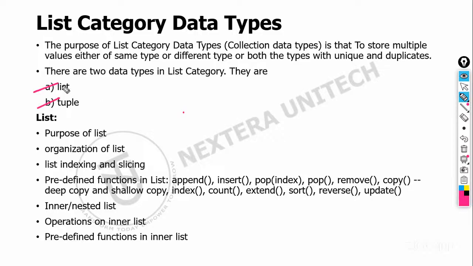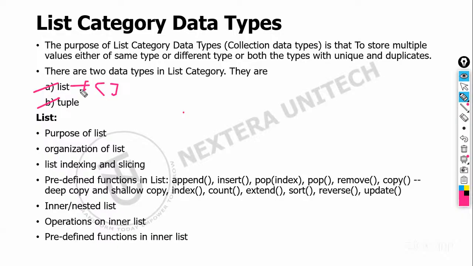Coming to list data type, it helps us to store multiple values of either same type or different type, that can be unique as well as duplicates. The elements under a list data type will be enclosed in square braces and all the elements will be separated by comma.